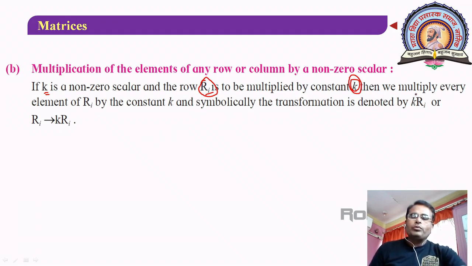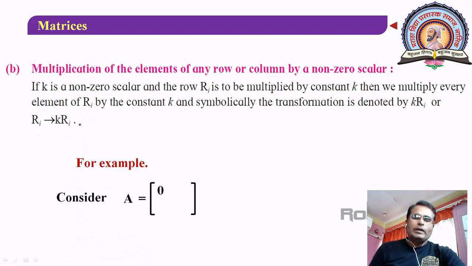The notation used for this operation is k times Ri, that is the ith row gets multiplied by scalar k, or it is also sometimes denoted by Ri changes to k times Ri. This way you can consider the multiplication of a row. Now see what actually happens. Suppose A is equal to the matrix 0, 2 and 3, 4. Then if we perform the transformation R2 goes to 4R2, this second row is multiplied by 4, that is 3 into 4 gives 12 here, and 4 into 4 gives 16 here.